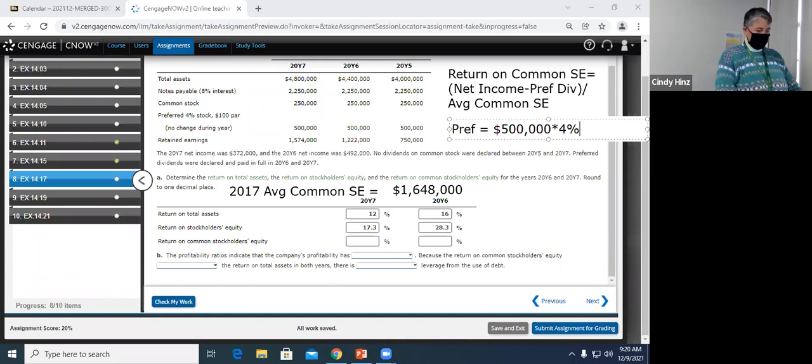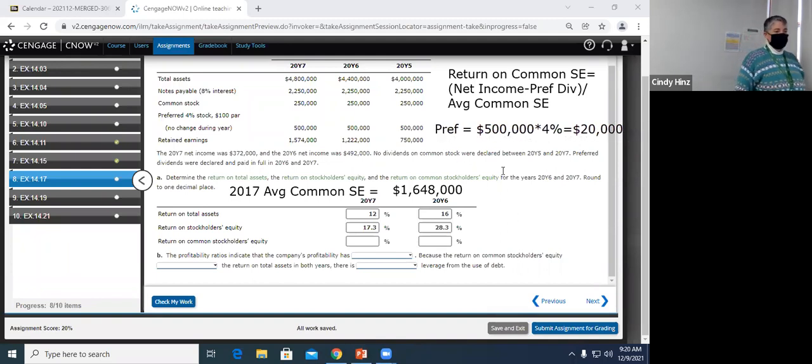And that would be $20,000 per year. The preferred dividend is $20,000 per year. It's 4% of the par value. Par value is $100 per share. That's $4 dividend per share per year, if it's paid in full.